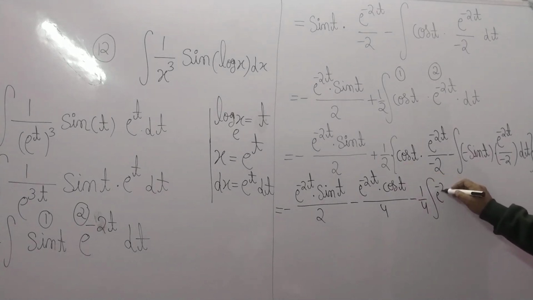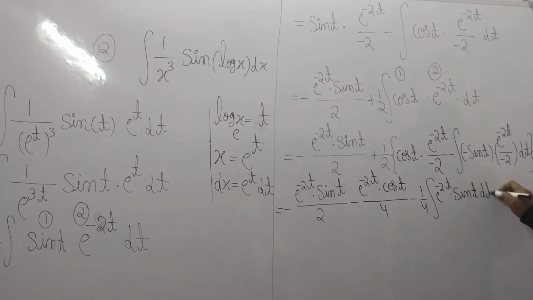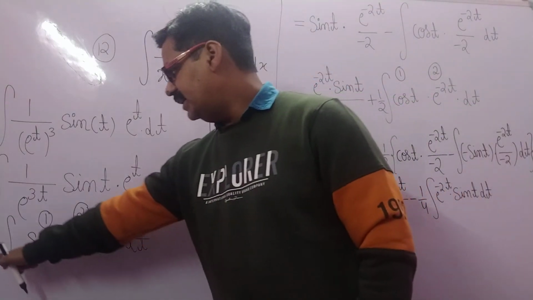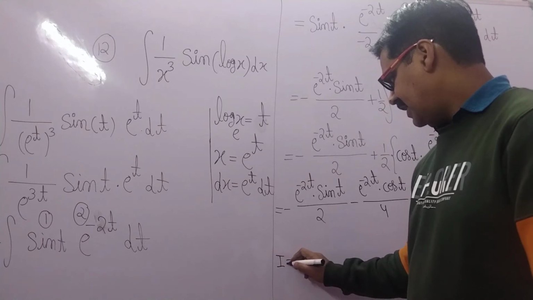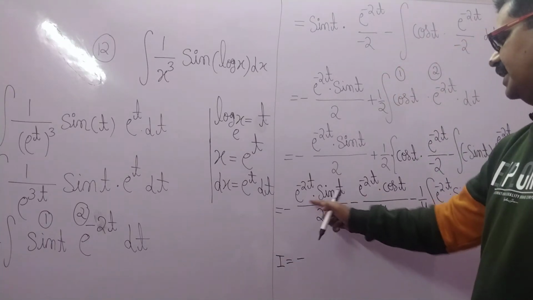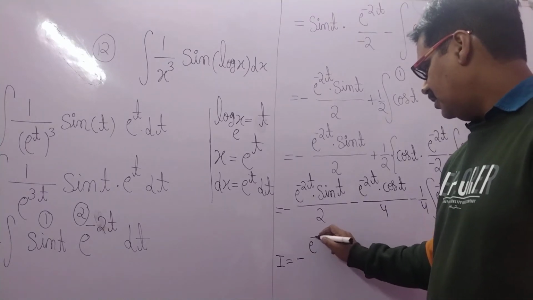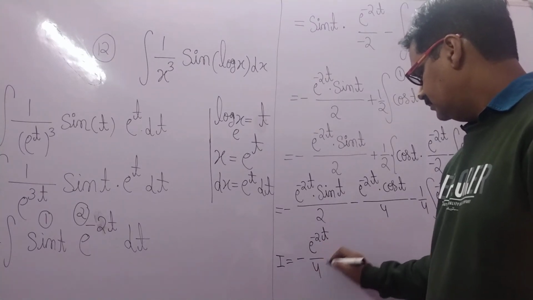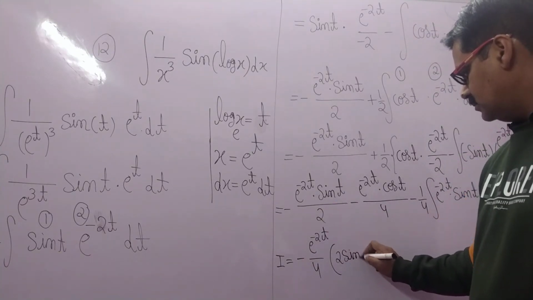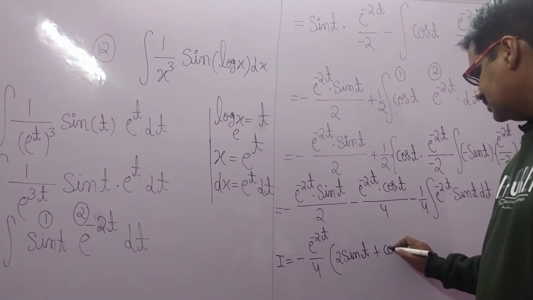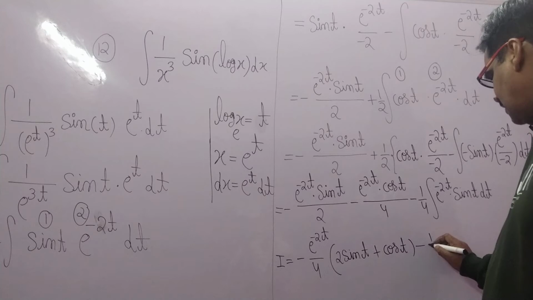It becomes e to power minus 2t into sin t dt. Now we can see that it is the original question, e to power minus 2t sin t dt, and its value is I. Put it here. In LHS we have I minus, we take common e to power minus 2t upon 4. So in the bracket we have 2 sin t plus cos t minus 1 by 4.